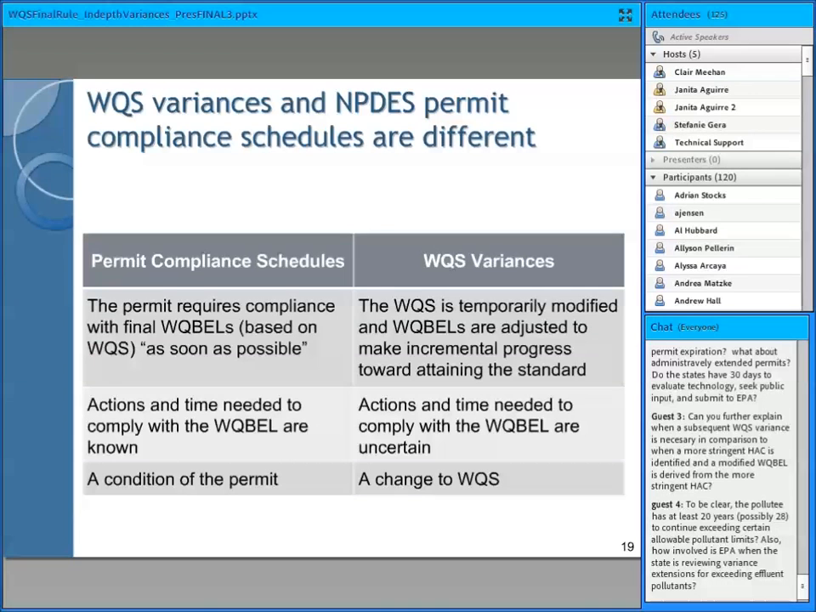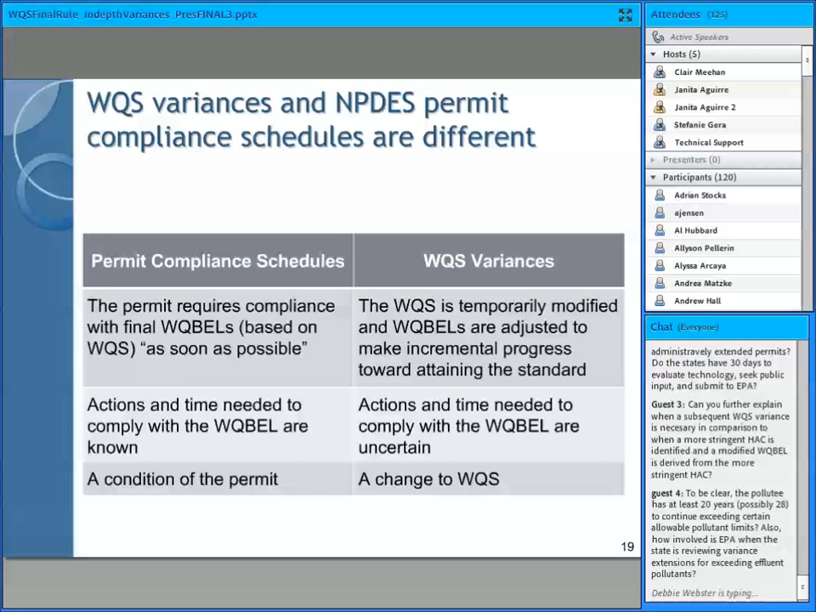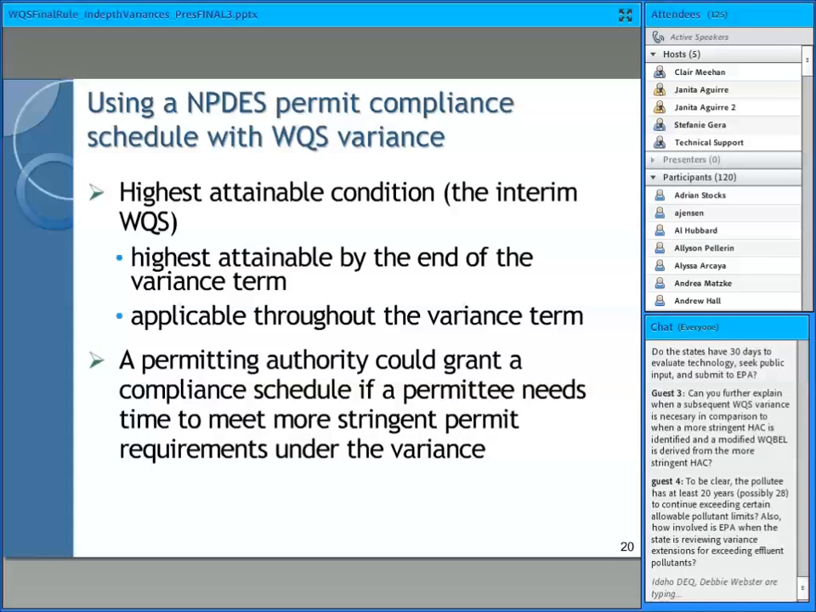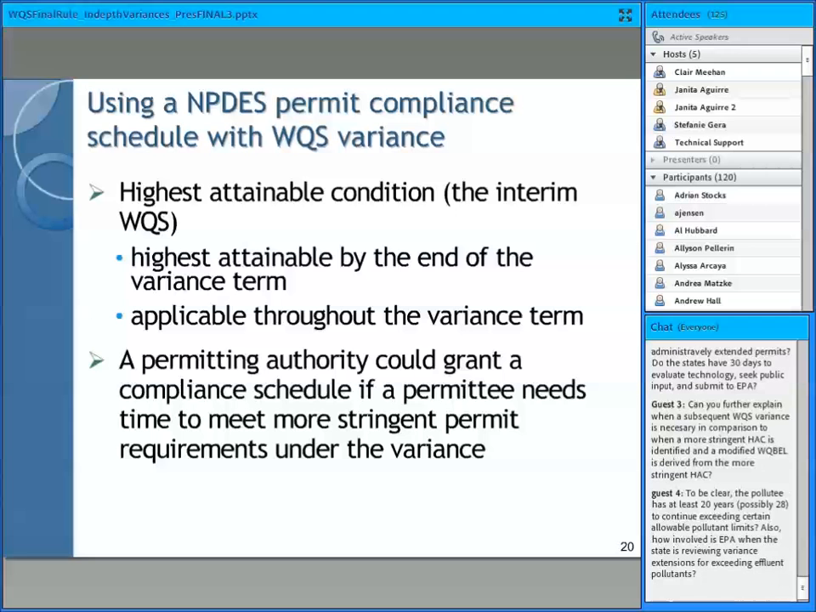Now I'm going to talk about how a permit compliance schedule and a water quality standards variance together can work to make water quality progress. When complying with the water quality-based effluent limit is not feasible, the state can adopt a water quality standards variance if it meets the requirements of 131.14. As I mentioned before, the variance acts as an alternative water quality standard that becomes the basis for a new, less stringent water quality-based effluent limit during the variance term.